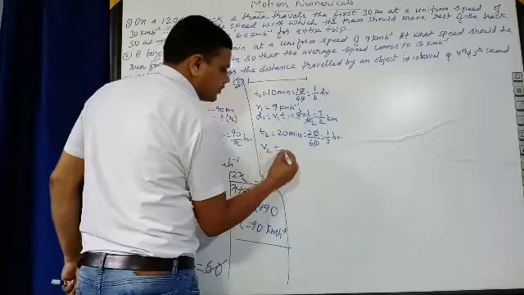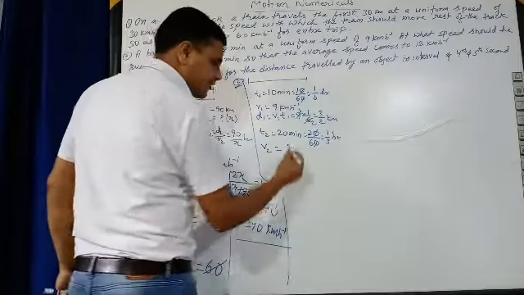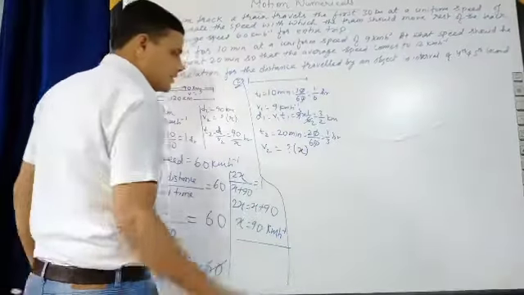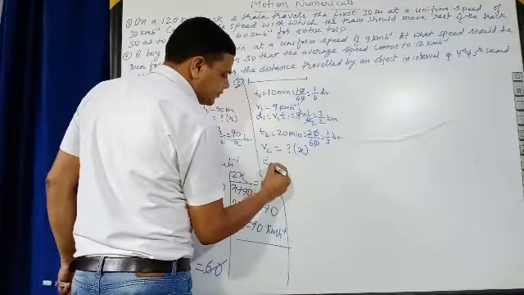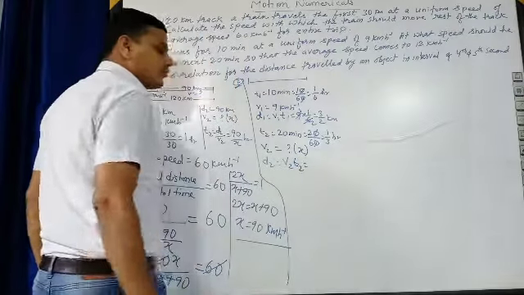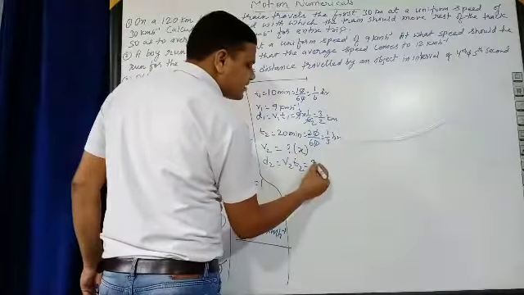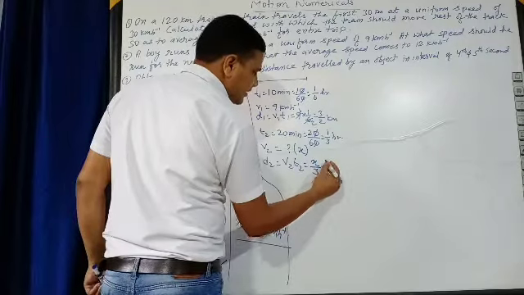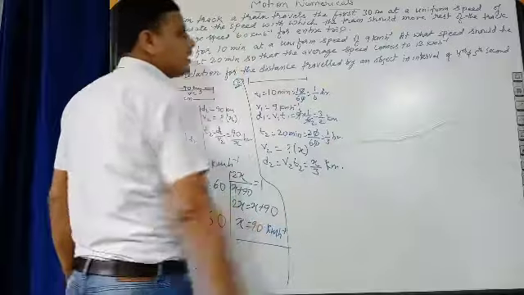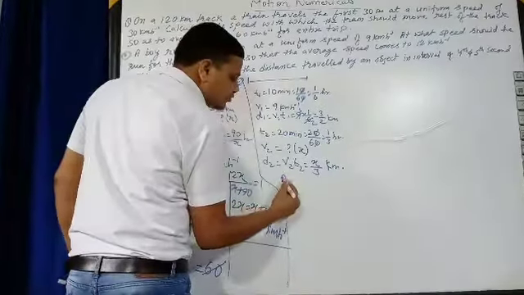Here V2 we don't know. Let V2 be x. We are thinking that V2 is x. Now what will be D2? D2 is equal to V2 multiplied by T2. So V2 x multiplied by this, we will get x by 3 kilometer.